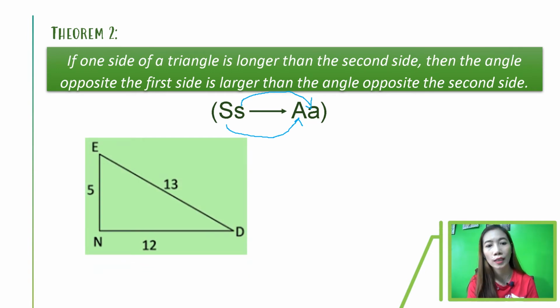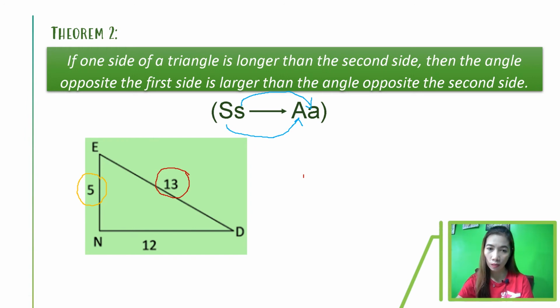So in this triangle, triangle END, okay? Let us first identify the longest side. The longest side is side ED. So this one, wherein ang length natin is 13. And the shortest side naman is side EN. Yung measurement niya is 5.